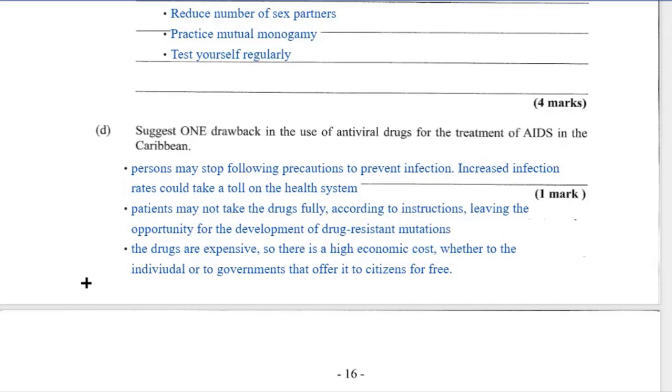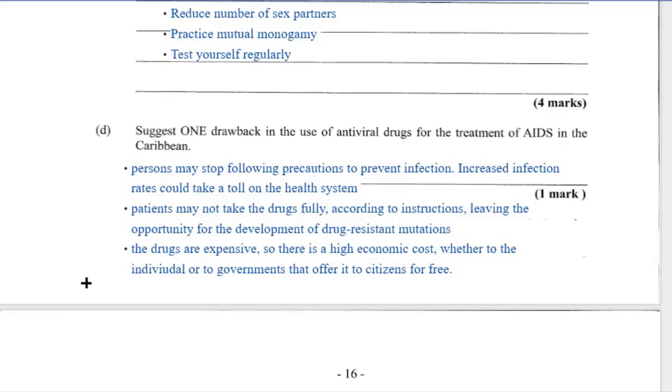And then the drugs are expensive. Some countries have a public health system and they will provide the drugs to you for free. Yeah, it's free to you, but it's not free to the government, and they would have to pay that cost. So those are some of the drawbacks you can consider for a question like this. Any other thoughts come to mind? Please feel free to add it to the comments below. Let's have a nice discussion about it.